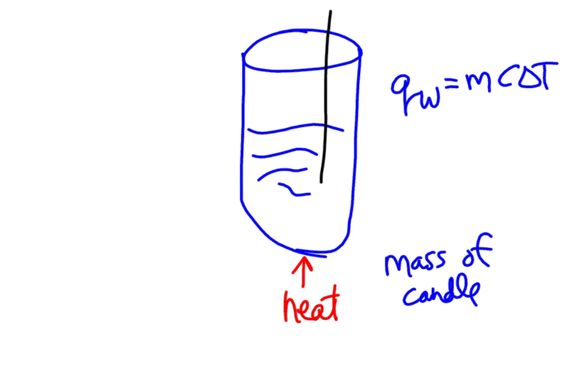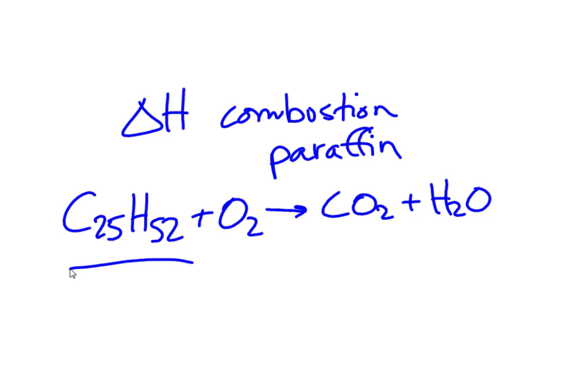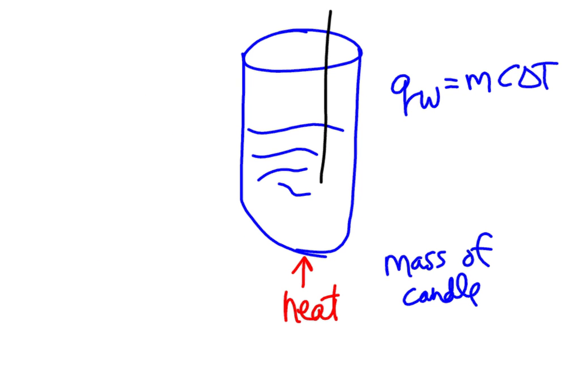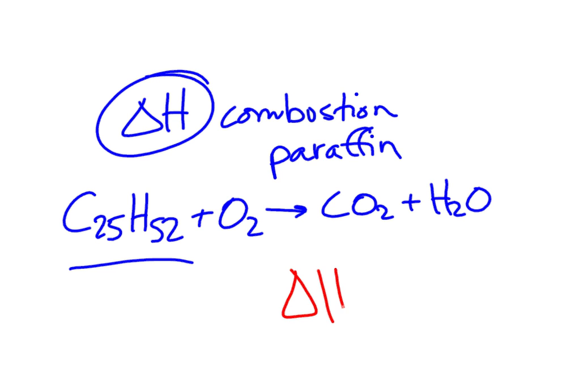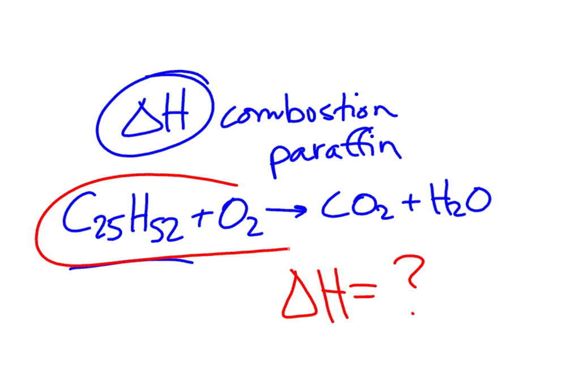Because if I have the heat, and I have the grams and moles of paraffin, and I have the formula for paraffin right here, then I should be able to determine the number of kilojoules per mole, which of course is the delta H value, our molar enthalpy. That's the purpose of this. Your job in this lab is to determine what delta H is for this reaction.